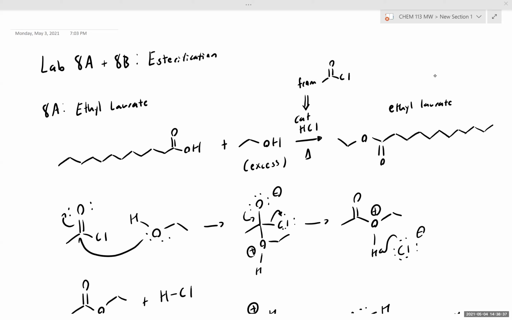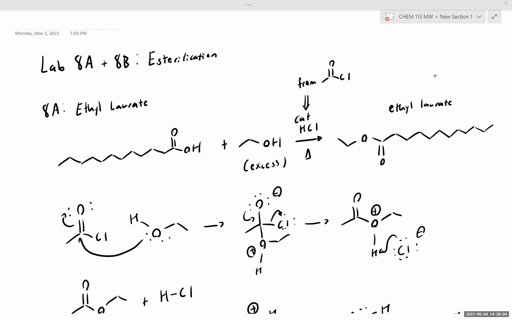Because this reaction is run with excess alcohol under catalytic acidic conditions, this is known as a textbook Fischer esterification reaction, which we've seen previously in lecture. So treatment of lauric acid or dodecanoic acid with ethanol in excess and catalytic hydrochloric acid upon heating gives us the esterification product ethyl laurate.